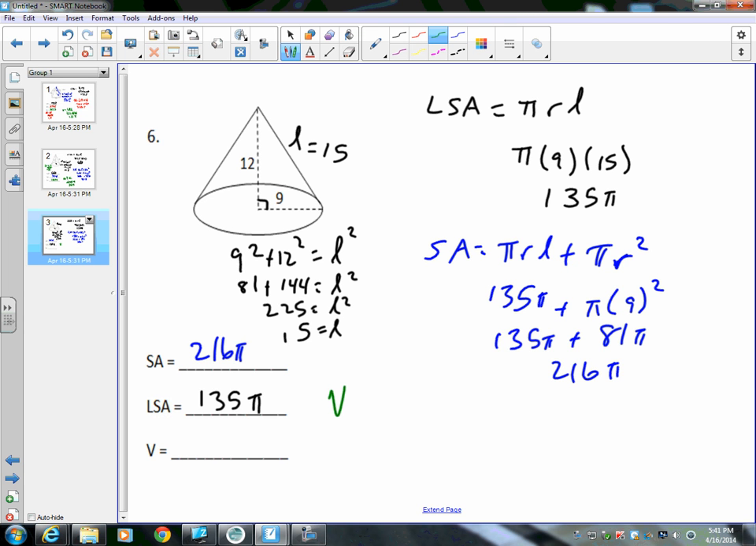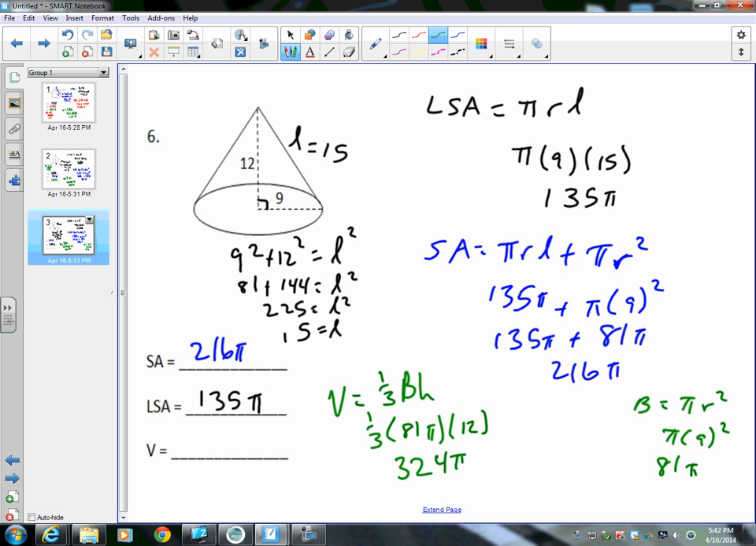Next we have volume. Volume again is 1/3 big B times h. Big B is area of the base, which, since it's a cone, is a circle, so area of a circle is pi r squared. Radius is 9, 9 squared is 81, so we get 81 pi. The height is 12, so we have 81 times 12 times 1/3, and we get 324 pi.